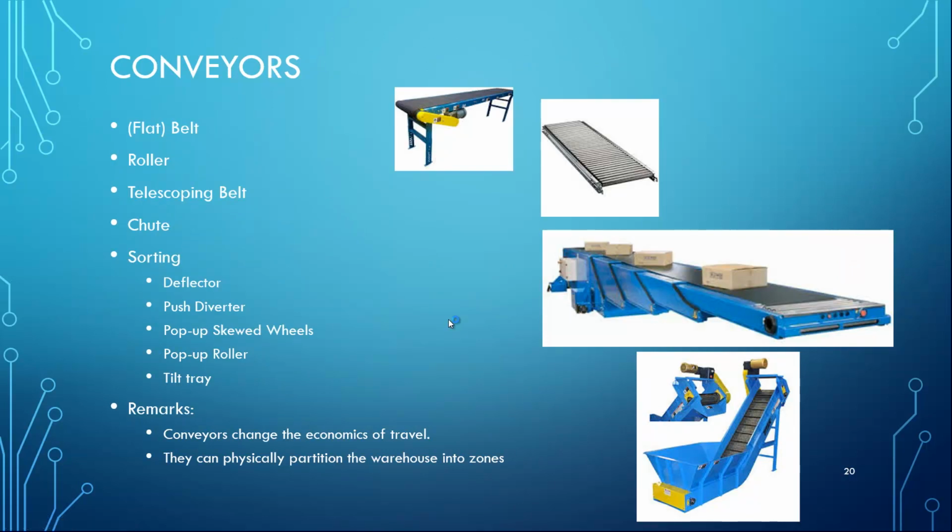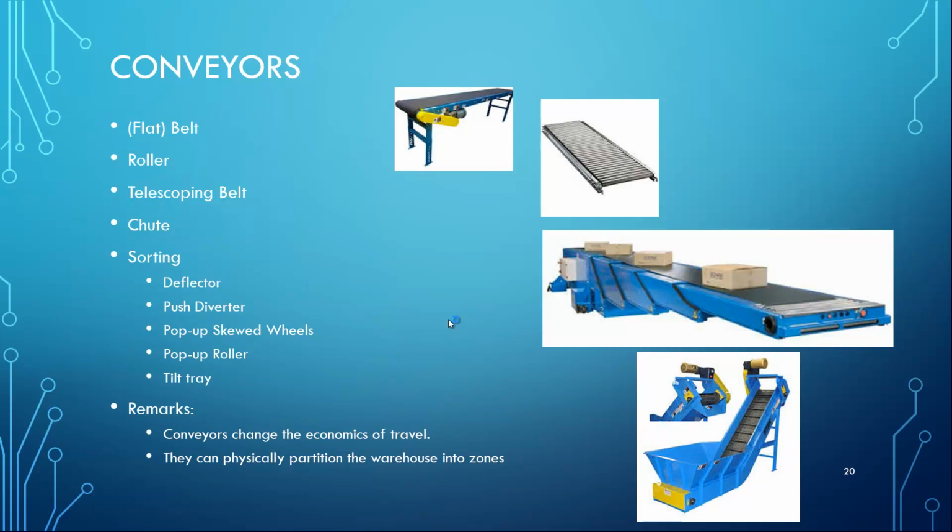And one of the most used equipment for moving stock to operators are conveyors. Now, most companies, most storage areas and warehouses are using this type of transportation method or equipment to move stuff within the warehouse. There are many types of conveyors. We have the flat belt, the rollers, the telescoping belt, the chute, and the sorting, which includes deflectors, push diverters, pop-up skid wheels, pop-up rollers, and tilt trays.